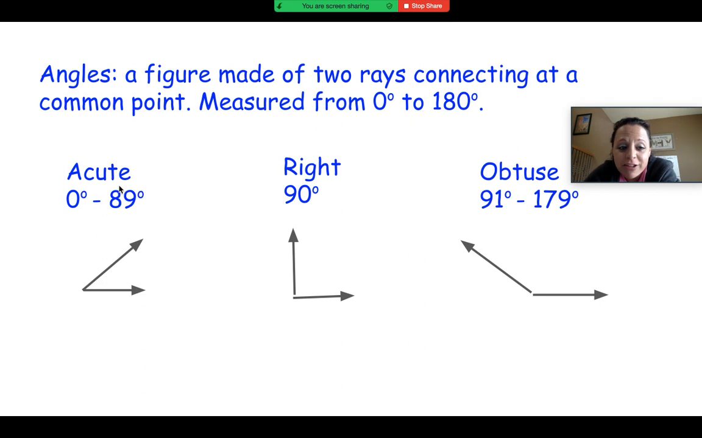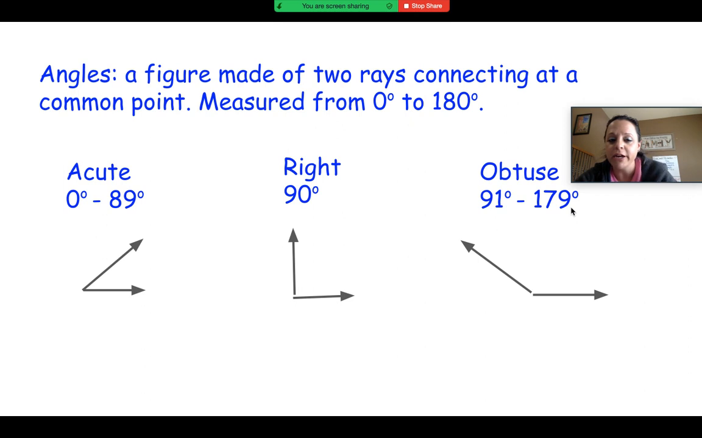Acute angles are so cute because they're less than 90 degrees. So an acute angle is between 0 and 89. A right angle is also known as a square angle because this right here makes a square, if you can imagine that. And a right angle is always exactly 90 degrees, okay? Obtuse angles are bigger than 90 degrees. So they're going to be 91 to 179 degrees.